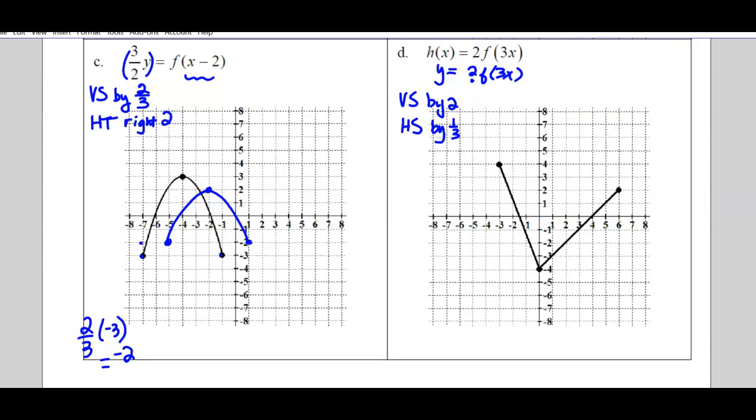Okay, so take your leftmost point. It doesn't matter which order you do the stretches. If I start with the y, vertical stretch by 2 would give me the y value of 8. My x value is -3 times 1/3, which is -1. Pretty easy numbers in this case.